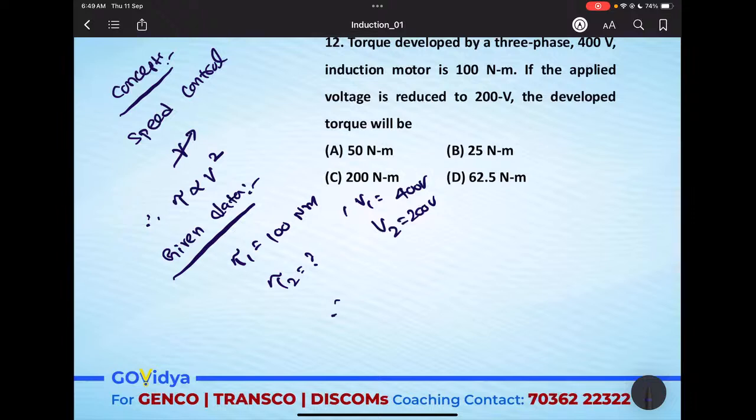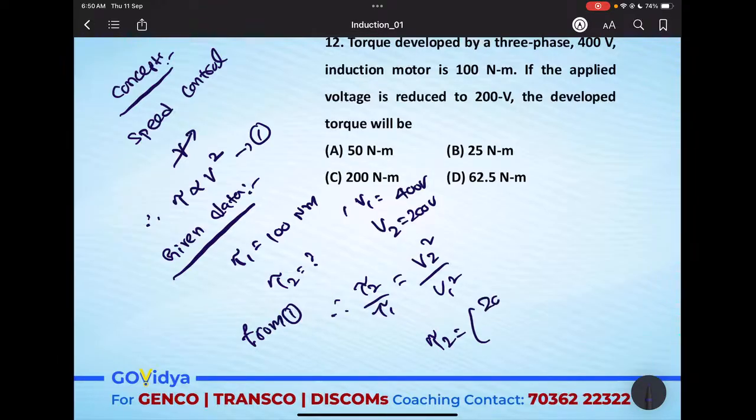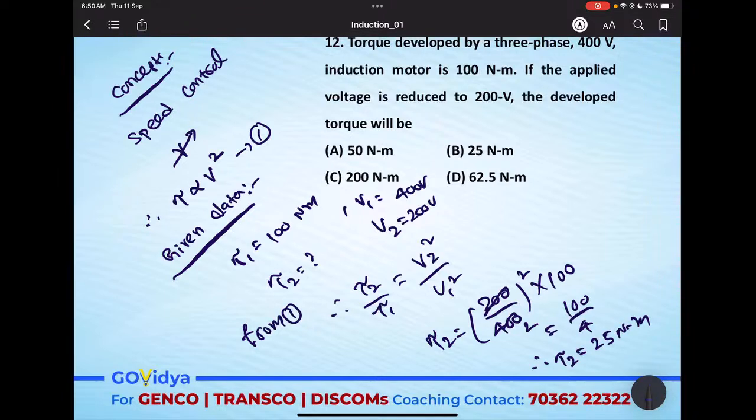Therefore, T2 by T1 is equal to, from equation 1, V2 square by V1 square. So T2 is equal to 200 divided by 400 whole square into T1, which is given as 100. That is 1 by 2 squared, which means 100 by 4. Therefore, T2 is equal to 25 Newton meter. Our option will be B. Is it clear?